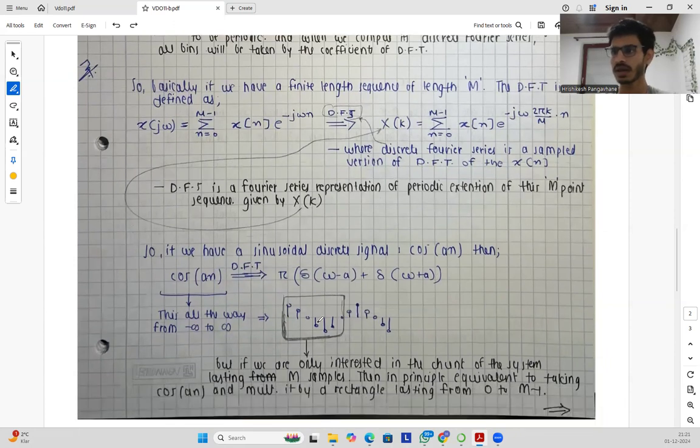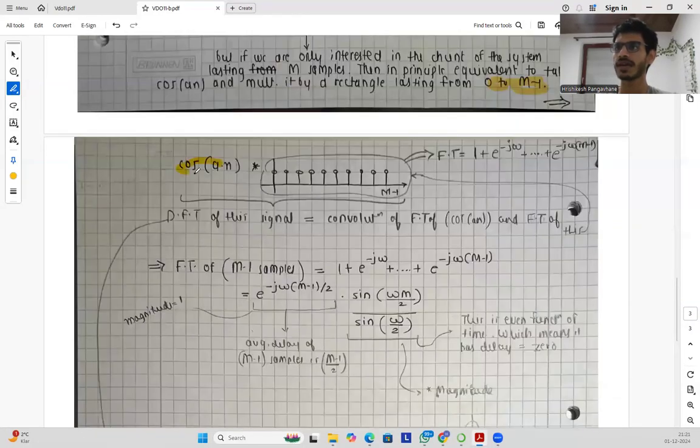delta of omega plus a. And if we are only interested in the chunk of the signal lasting from 0 to M samples, then in principle this is equivalent to taking cos of a n and multiplying it with a rectangle lasting from 0 to M minus 1. So we have cos of a n, and we multiply it with a chunk of rectangular samples going from 0 to M minus 1, which are M samples.